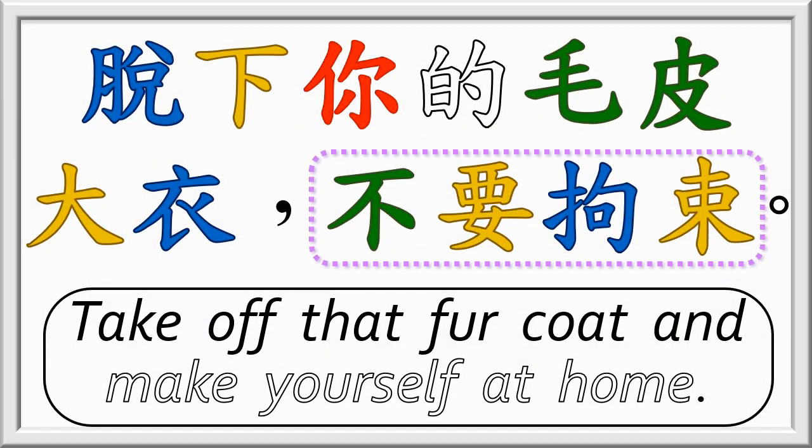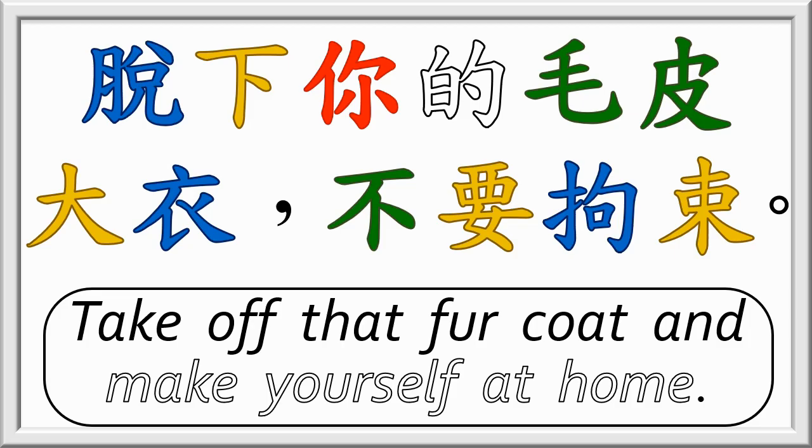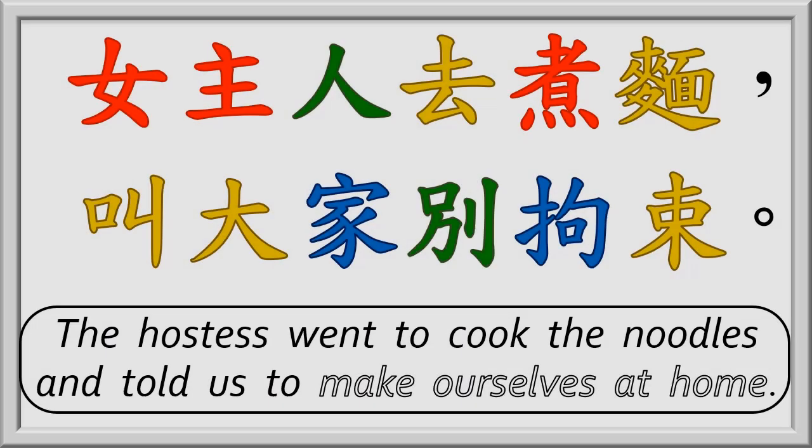Turning 拘束 into a negative is one way to make one's guests feel comfortable and put them at ease. In English, we might say, make yourself at home, whereas in Chinese, it's literally, don't restrain yourself. 脱下你的毛皮大衣，不要拘束。Take off that fur coat and make yourself at home. 女主人去煮面，叫大家别拘束。The hostess went to cook the noodles and told us to make ourselves at home.